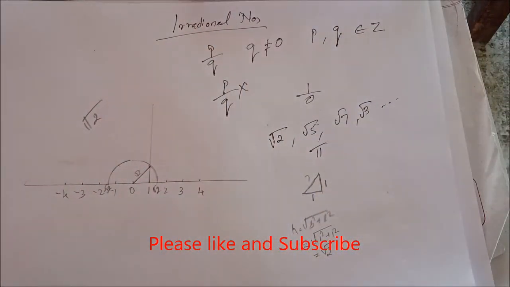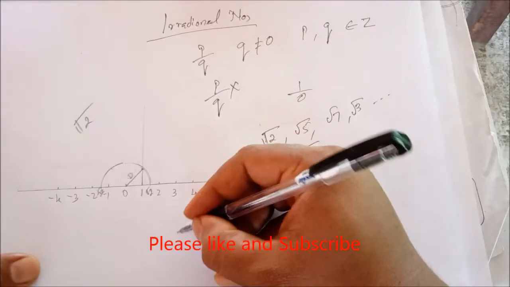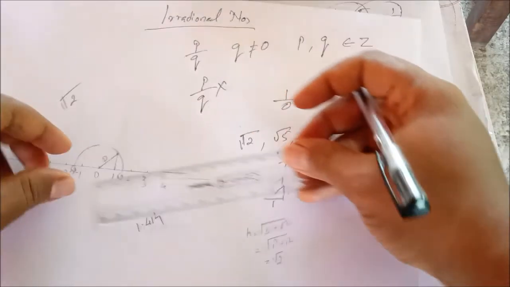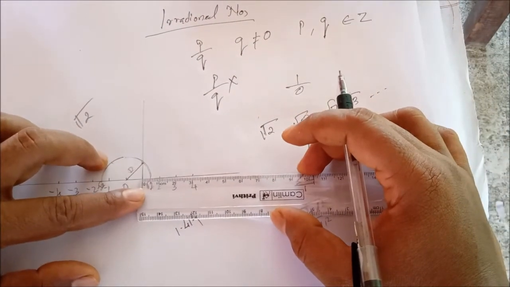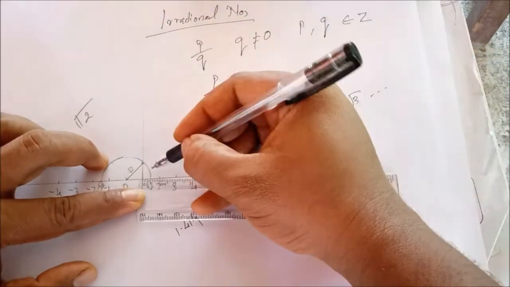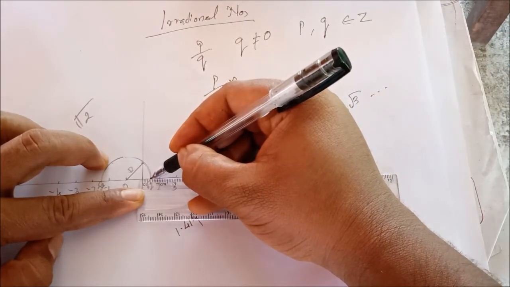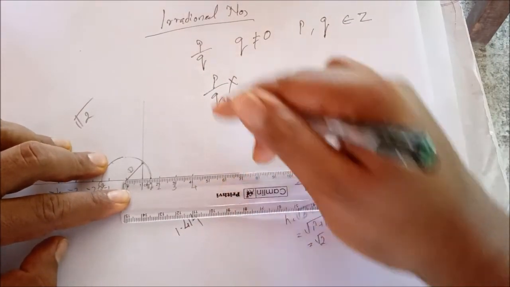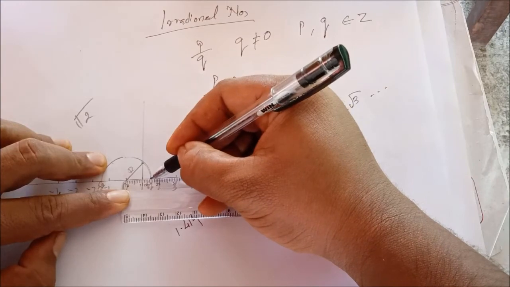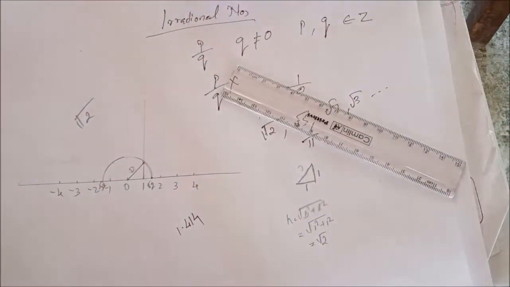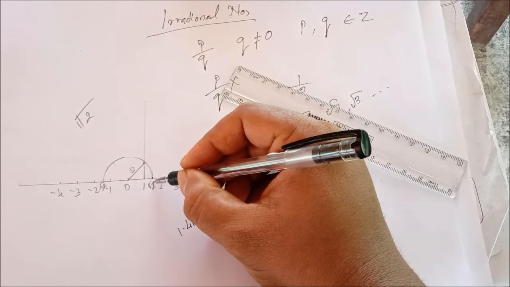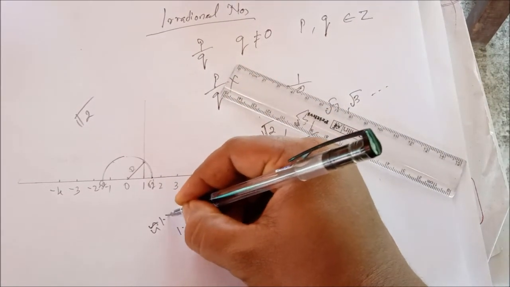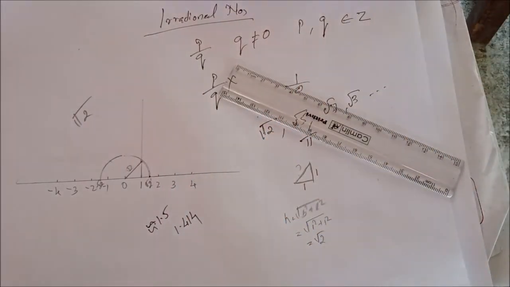How can we check if this is correct? The value of root 2 is 1.414, that is, approximately 1.5. So if our construction is correct, when we check, it should be near 1.5. When we start measuring from 0, see, it is 1.5, which means it is correct. If our construction is correct, this point will be approximately equal to 1.5. It is not exactly equal to 1.5, but approximately equal to 1.5.